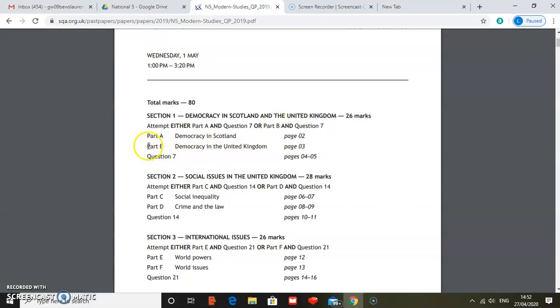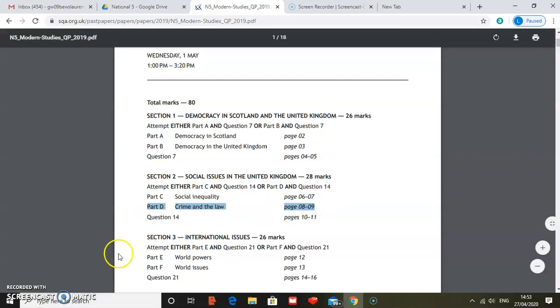For the democracy section, we do part B. So we do democracy in the UK, which is page 3. Now, you'll also notice at the end of each section, there is also a question which sits by itself: 7, 14 and 21. Everyone in Scotland does this question as well, but we'll come to that as we look through the paper. When we do section 2, we look at part D, crime and the law. So that's pages 8 and 9. And then the last section we do part E, which is world powers, because we do the USA.